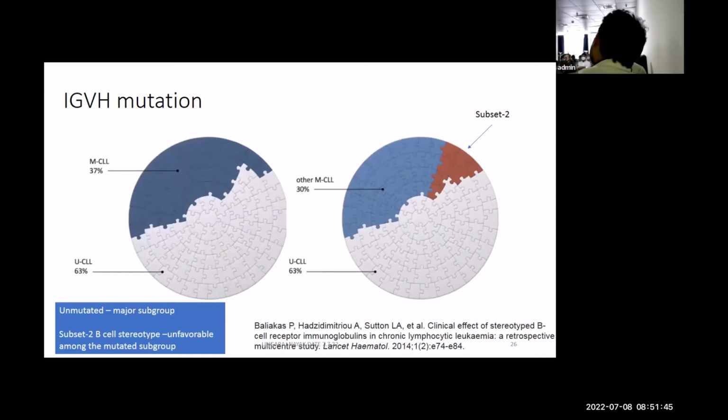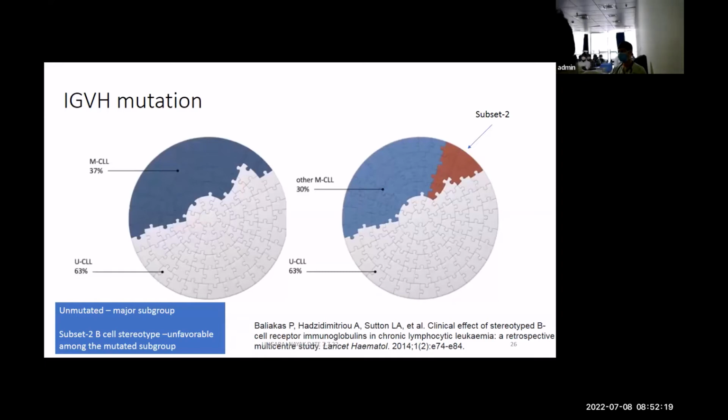There is something called B cell stereotypy, which is coming new. A lot of controversy on that also. So what happens is that 30% of CLL have common B cell receptor alleles. So there are certain alleles which are bad, even if they are mutated. As I said, mutated is good. But in a certain group of mutated, when they have a special B cell receptor allele, they behave like unmutated. So that is called subset two. They have different subsets. Subset two is bad, but again, as I said, these are all just recommendations. They are not used clinically.